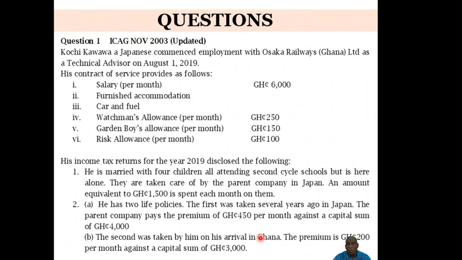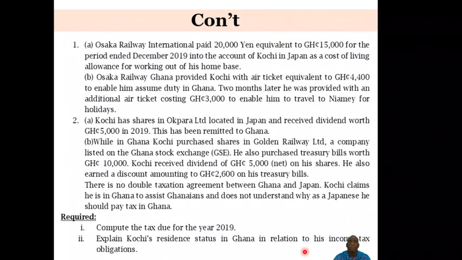He has 2 life policies. The first was taken several years ago in Japan. The parent company pays the premium of 450 per month against a capital sum of 4,000. The second was taken by him on his arrival in Ghana. The premium is 200 per month against a capital sum of 3,000.